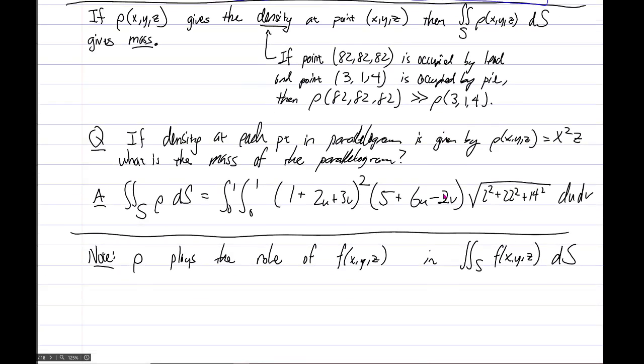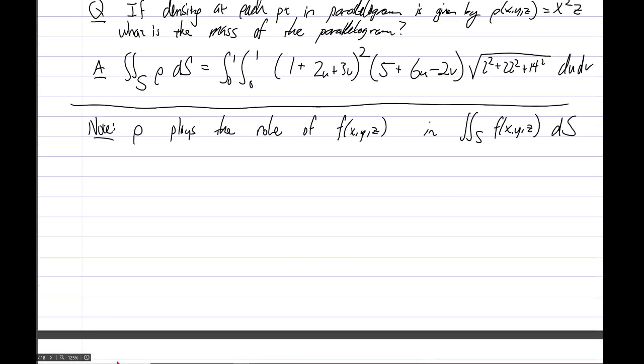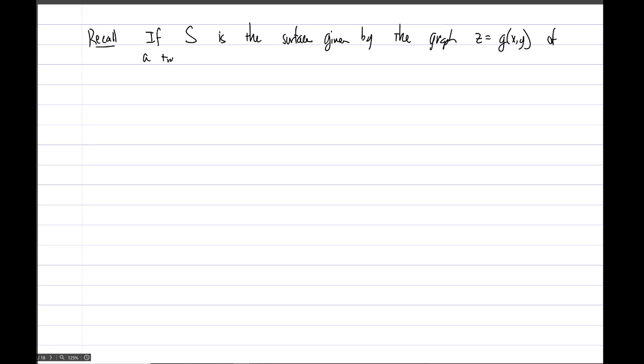Now, recall that if capital S is the surface given by the graph z equals lowercase g of x comma y. So we've used a g because we're using an f as a function we're integrating. But let's say you have a surface that's just the graph of a function, right? So a graph of a two-input function. By that, I hope you get what I mean, a two-input variable function.